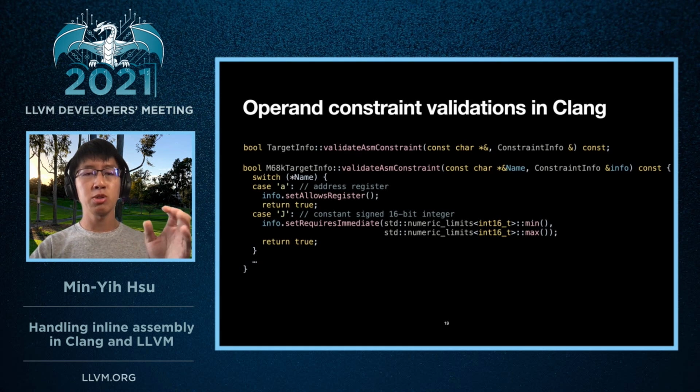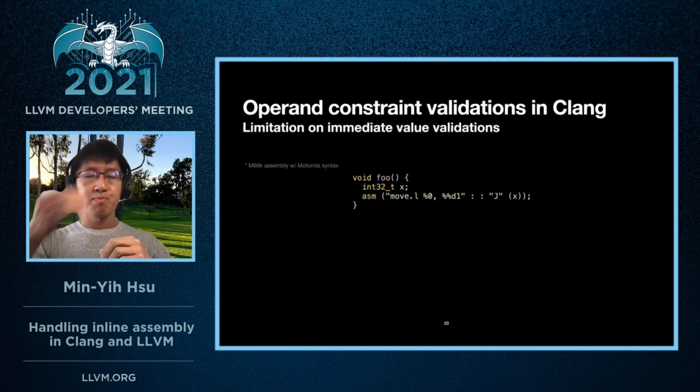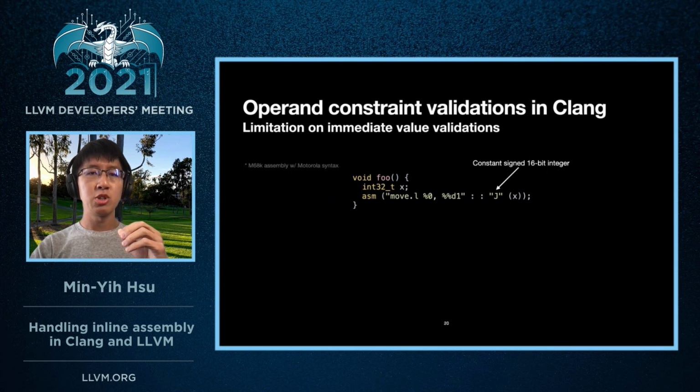In addition, we can also provide the value range. However, the value range heuristic is kind of limited. So here's an example of using the J constraint, which stands for a constant signed 16-bit integer. But here we use the x variable, which is apparently not a constant and cannot fit into a 16-bit integer. So this snippet is wrong.